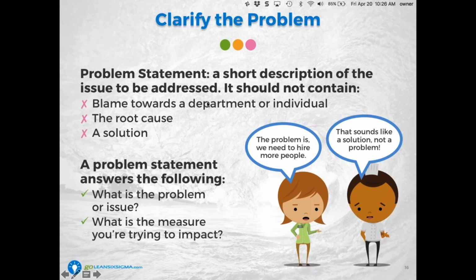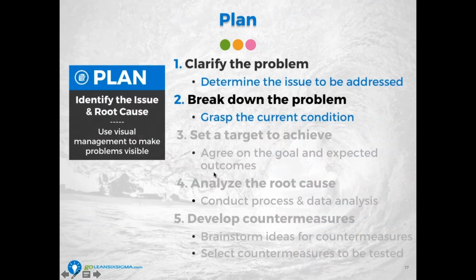And so that's really what your problem statement is going to answer for you, is what is the problem or the issue? What is the measurable thing you're trying to impact? So usually a problem statement is going to have a measure in there somewhere as well. So the next step would be to break down the problem. And that's really about assessing and getting a grasp of the current condition.